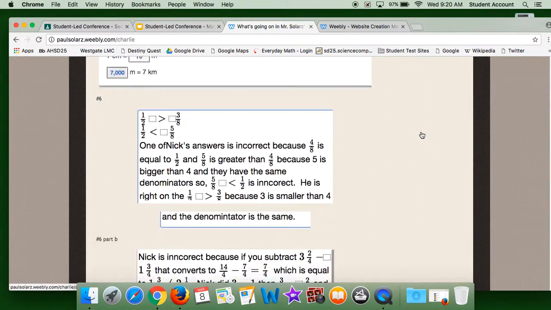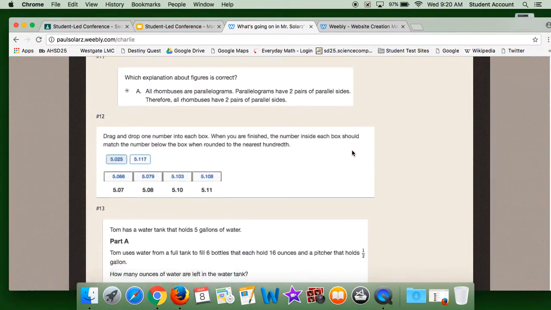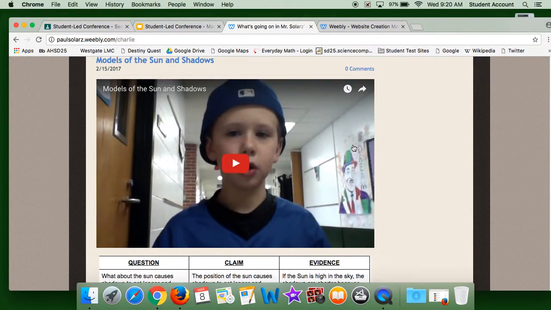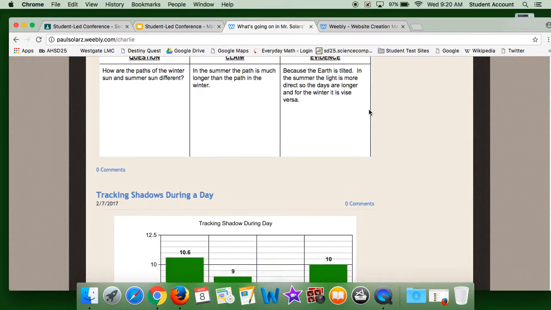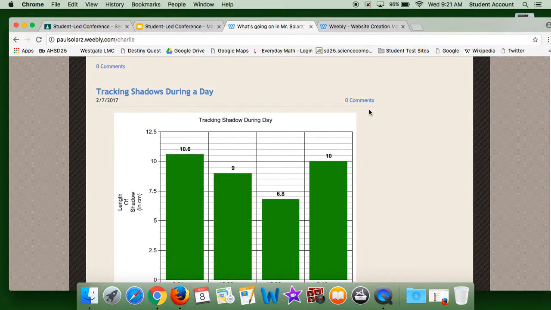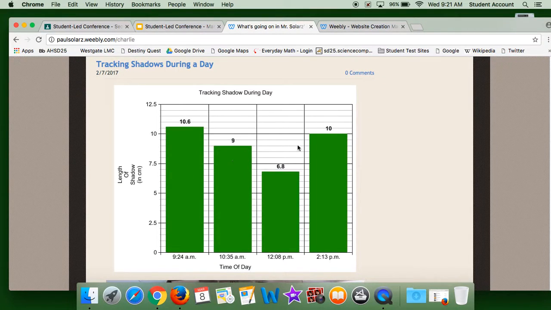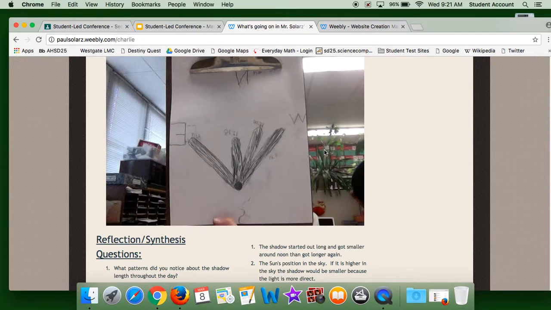I don't know what I missed. That was the first. That was the second, third, fourth, fifth. Okay, that was the fifth one. Sixth is tracking shadows during a day. So this graph is at 9:24 a.m. the shadow was 10.6 centimeters long, and then around noon it got really short, and then at 2:13 it got longer again. And that's how I tracked it.